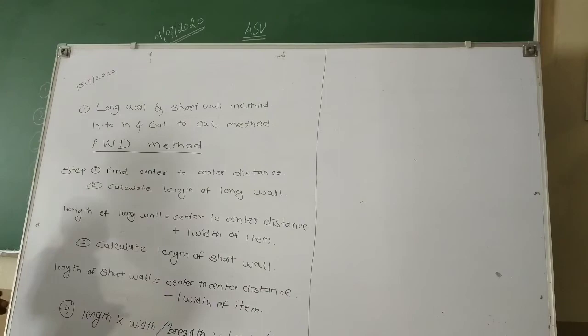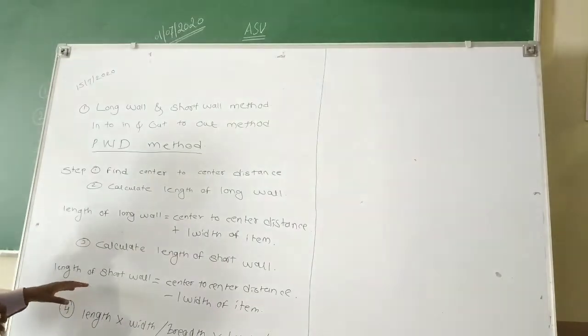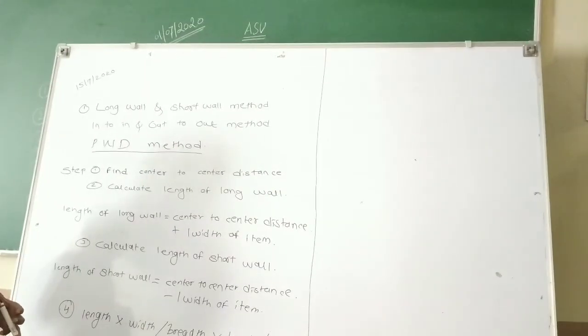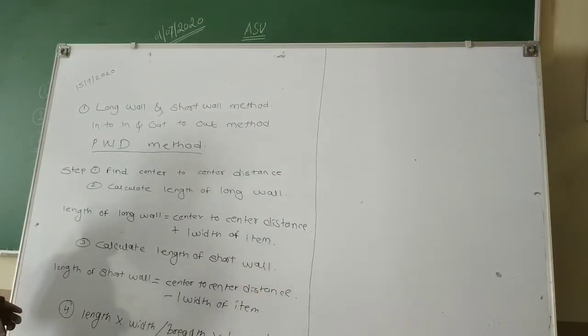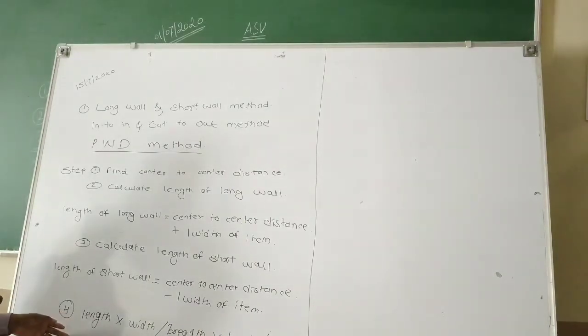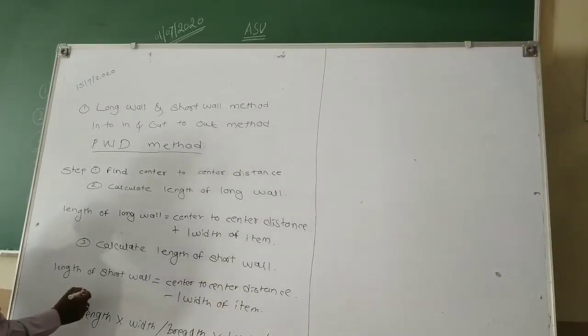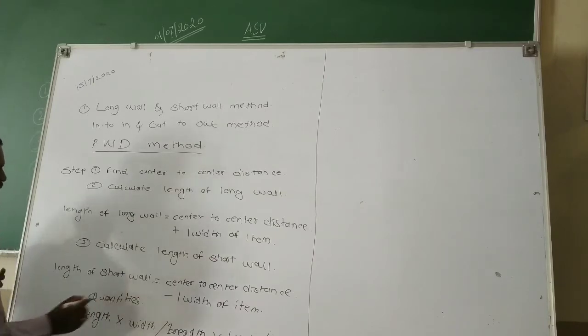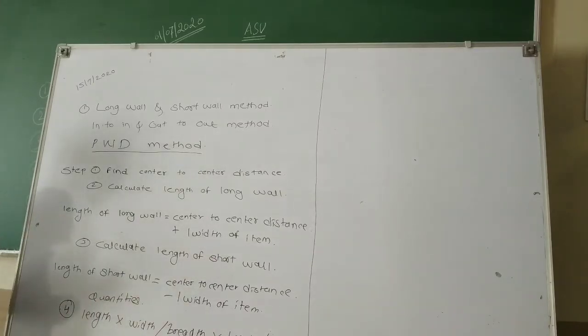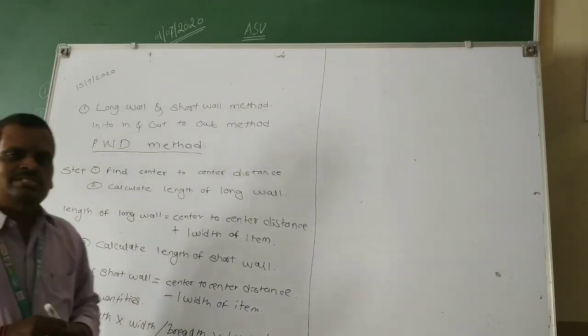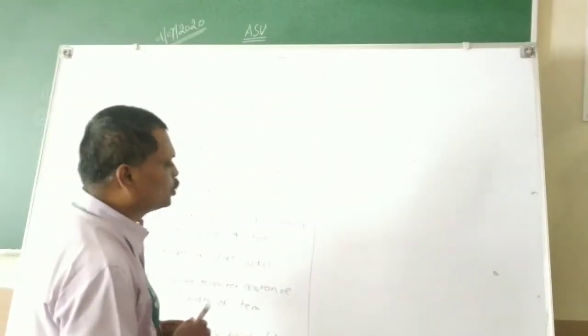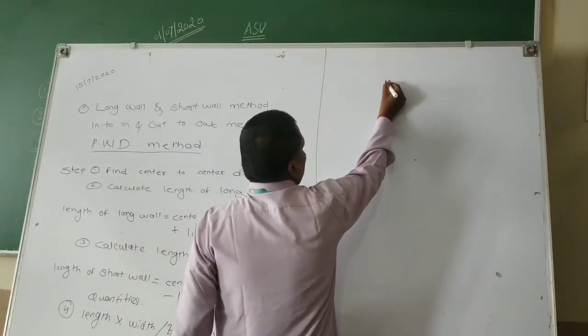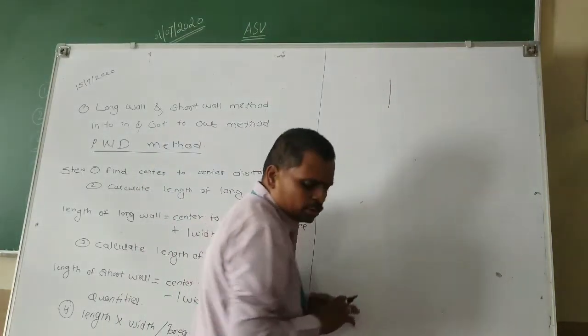Thirdly, calculate the length of short wall using the formula: length of short wall is equal to center to center distance minus 1 width of item. And the last step is we have to find the quantities by using the formula length into width or breadth into height or depth. Now we are going to see how to use these formulas for a single room. Suppose we have been given a plan of a single room.